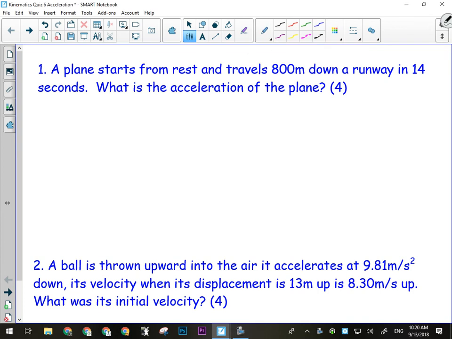Okay, so for our first question here with the plane, it starts from rest, it travels 800 meters down the runway in 14 seconds. We're looking for the acceleration of the plane. So first mark is for their givens.